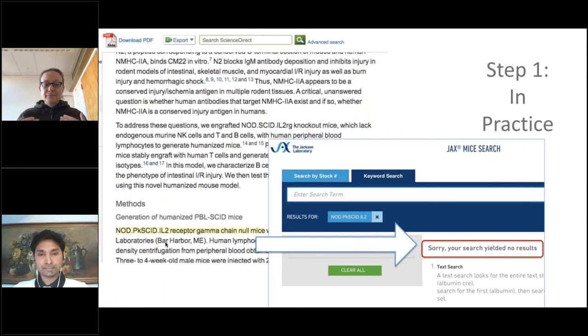However, there's a problem, because I'm not going to drive to Bar Harbor. I mean, it's lovely this time of year, but I am going to go to the Jackson Labs website, and I'm going to try and figure out if they have this mouse. And when I do that in various ways, I largely either get multiple mice or I get no mice. In this case, I'm showing the case where there's no mice. So what do you do in that situation?